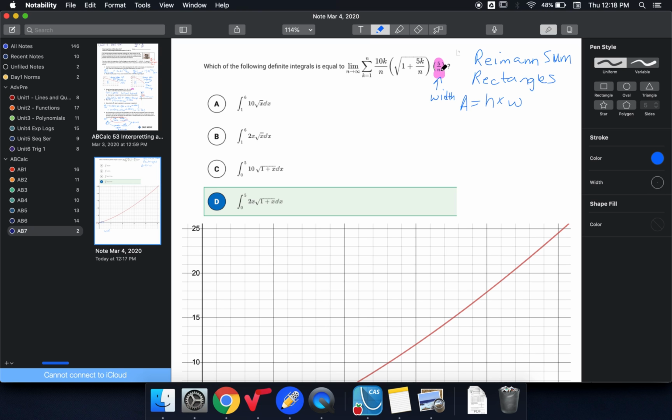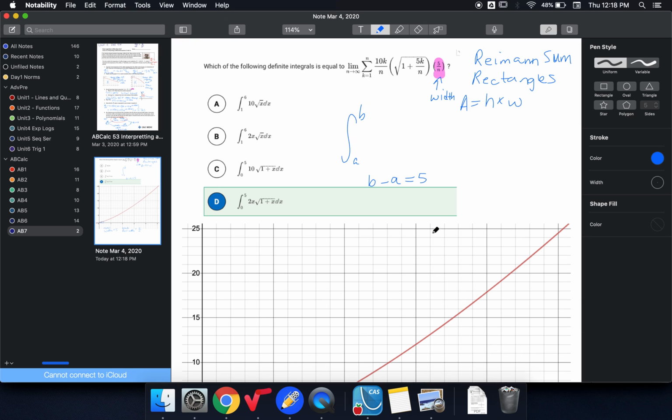So I know I'm looking for an integral that has a distance from a to b. So I know that my b minus a has to equal 5, because that's my total width. So 5 over n is the width of each rectangle, and 5 is your total width. So 1 to 6, 1 to 6, 0 to 5, 0 to 5, all of those could be possibilities. So now I need to dig deeper.